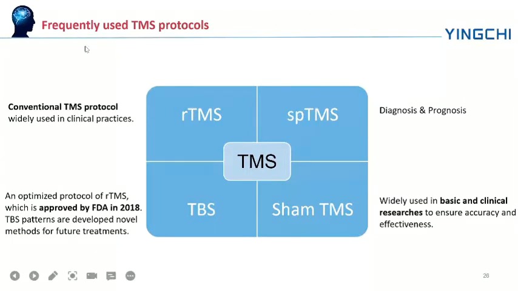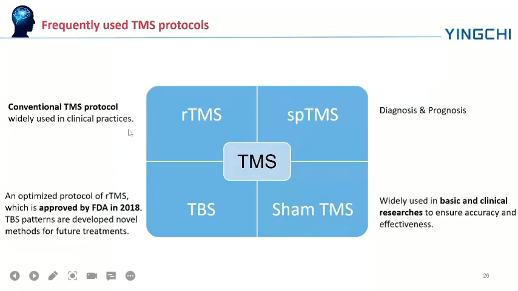So we have introduced the localization of stimulation sites. Let me introduce some frequently used TMS protocols. There are mainly 4 TMS protocols. For the single pulse TMS, it is usually used in diagnosis and prognosis. For the sham TMS, it is widely used in basic and clinical research to ensure accuracy and effectiveness. And for the RTMS and TBS, they are used in clinical treatment.